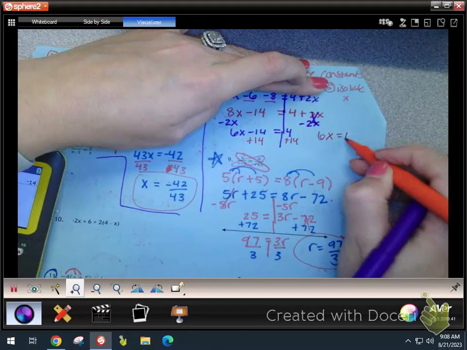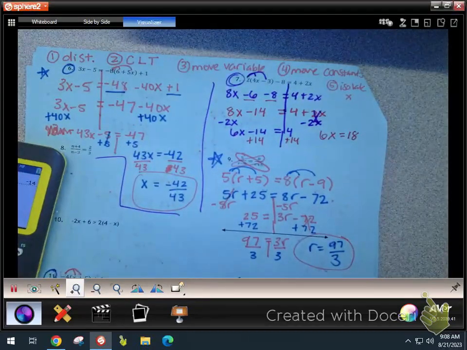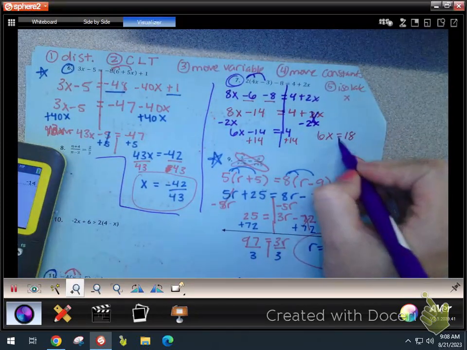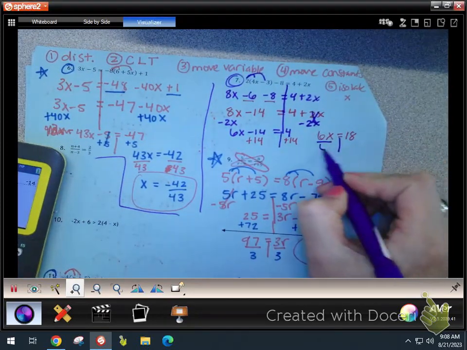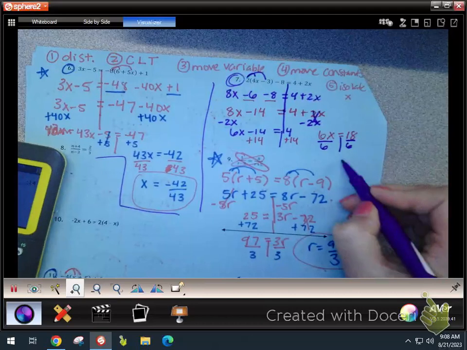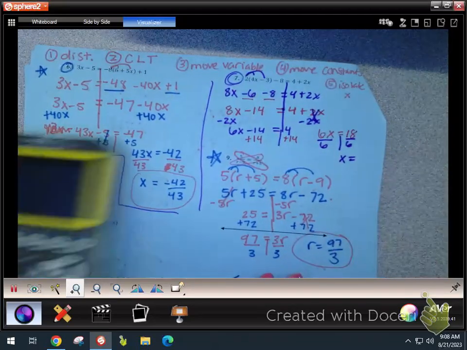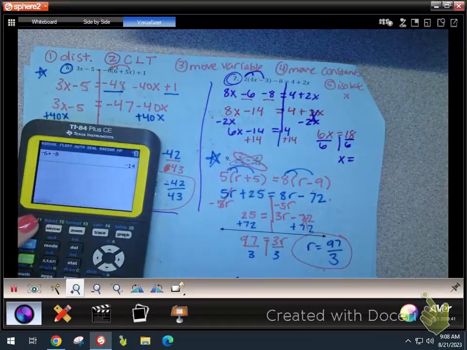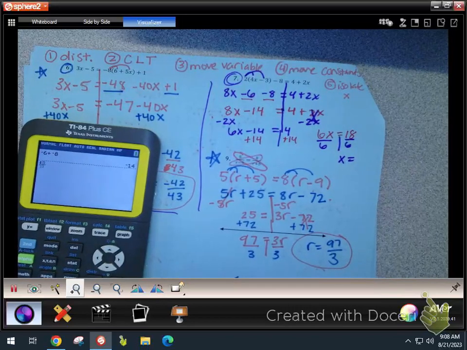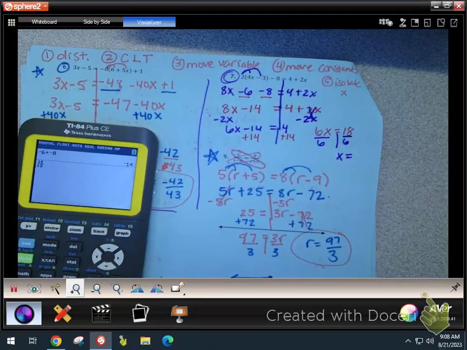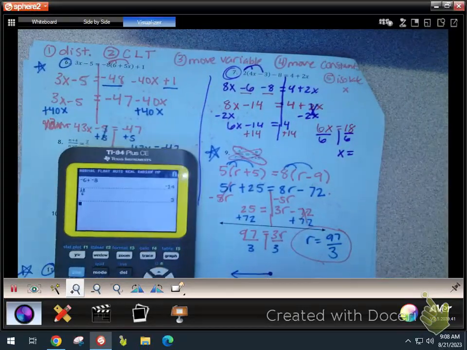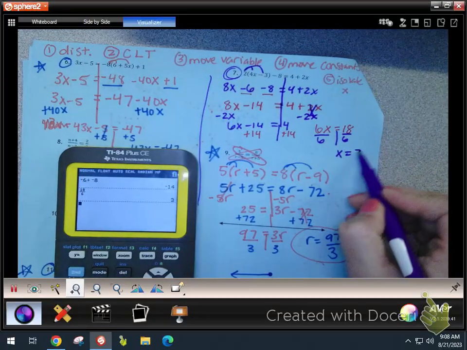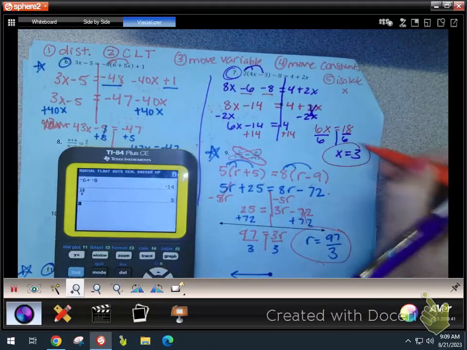Four plus 14 is 18. Final step, how do you undo the 6 from the x? Divide both sides by 6. How do I get a fraction in my calculator? Alpha of y equals. Very good. Is it okay if I get a fractional answer? Yes. Do I on this problem? No. So my solution is x equals 3.